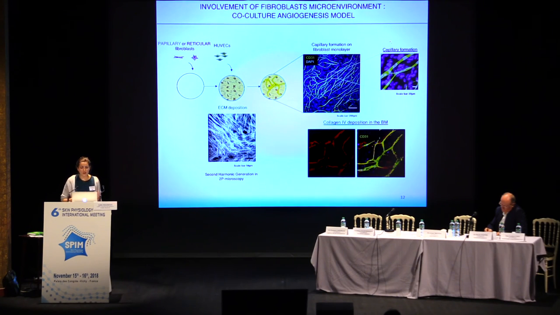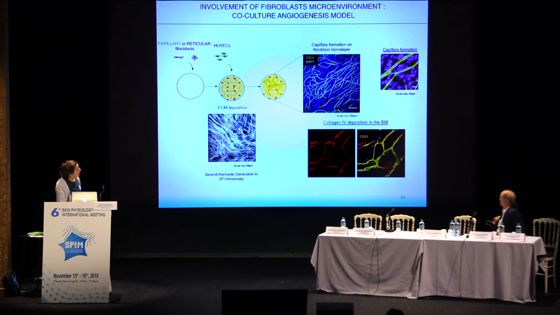Looking at the involvement of the fibroblast microenvironment now. In this co-culture angiogenesis model, I take the papillary and reticular fibroblasts that I cultivate as cell sheets, as I mentioned before, and they have the time to deposit a nice extracellular matrix that you can see here on this second harmonic generation image that I did with 2-photon microscopy. Then I seed on top of these layers HUVEC, and I allow them to grow and to organize into capillaries.